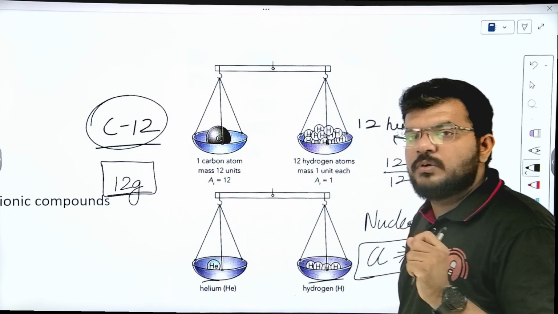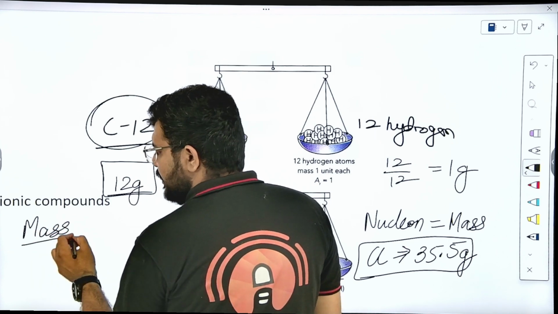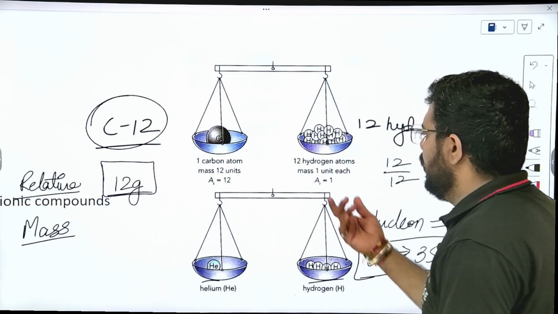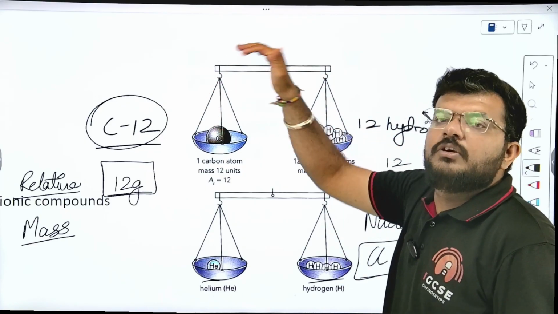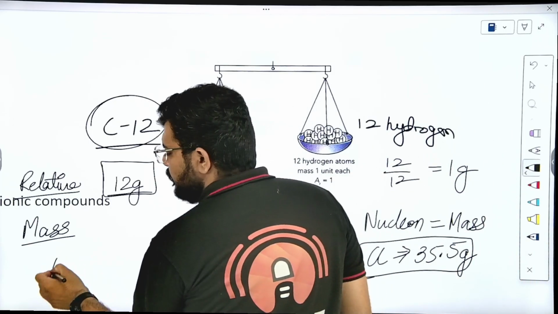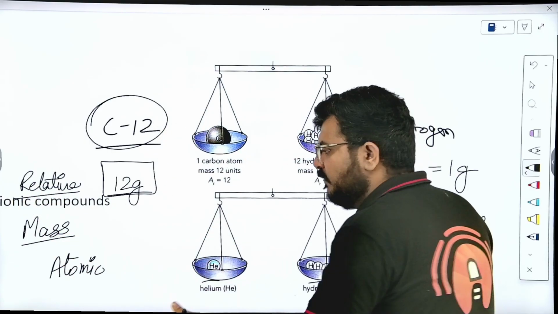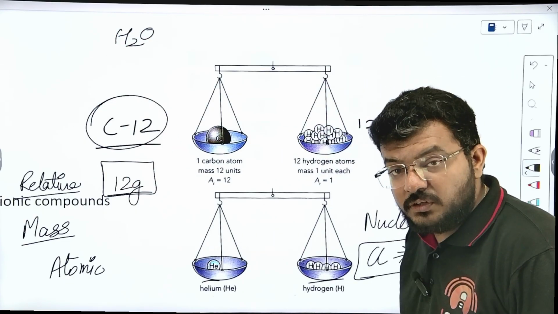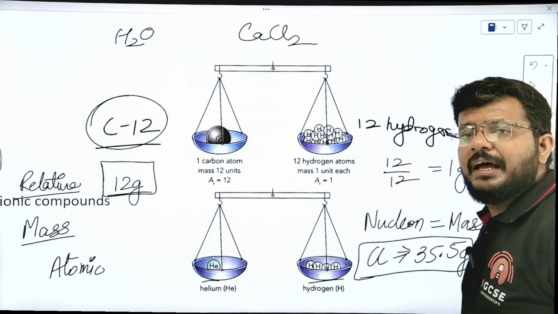What is the idea you need to get from here? That mass is relative, right? Why is it relative? Because this is not the actual mass of a hydrogen atom. It is the mass of hydrogen relative to the mass of carbon. So I call this relative mass. If the mass is of just an atom, I call it relative atomic mass. If the mass is of a molecule, right, water, I call it relative molecular mass. But if it is the mass of some ionic compound, I call it formula mass.